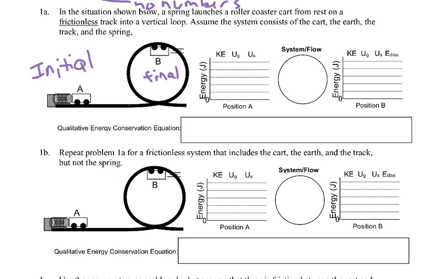Okay. Well, in the situation shown below, a spring launches a roller coaster cart from rest on a frictionless track into a vertical loop. So assume the system consists of the cart, the earth, the track, and the spring. So they're telling you what to put in your system. So I'm going to go ahead and do that. The cart, the spring, the track, and the earth. Ooh, that was hard to fit in there with my stylus. Okay, so all four of those things are inside our system.